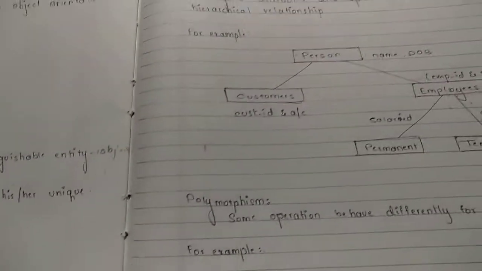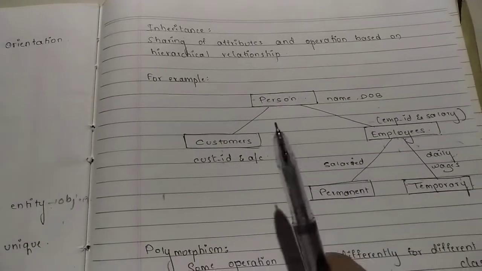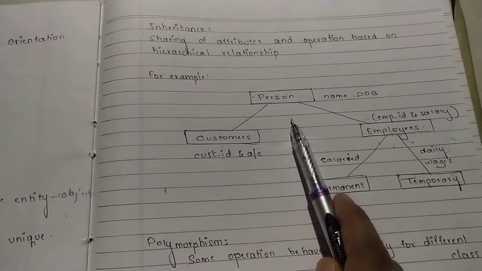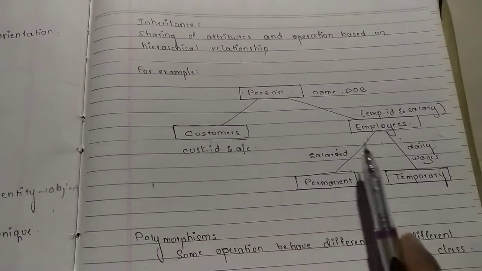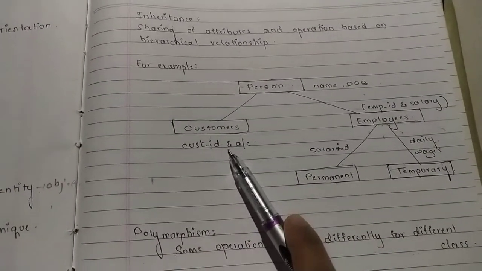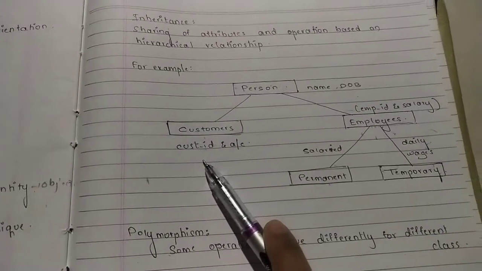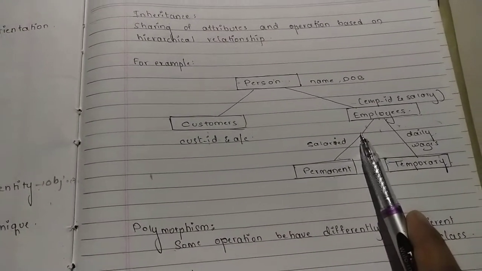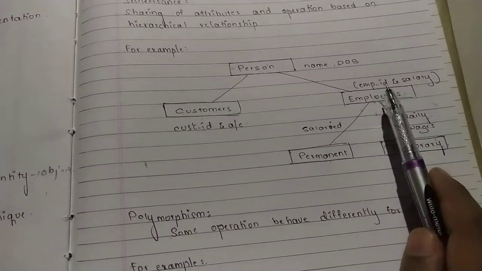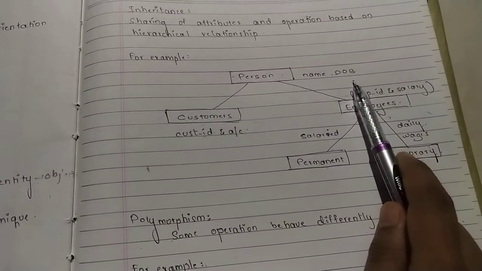The third main aspect is inheritance. Inheritance means sharing the attributes and operations based on the hierarchical relationship. For example, persons are of two types: customers and employees. The customer is one who has an account in the bank and is uniquely identified by the customer ID. The employees are those who get a salary from that bank and are identified by the salary and employee ID. The customers and employees both share the common properties, name and date of birth.